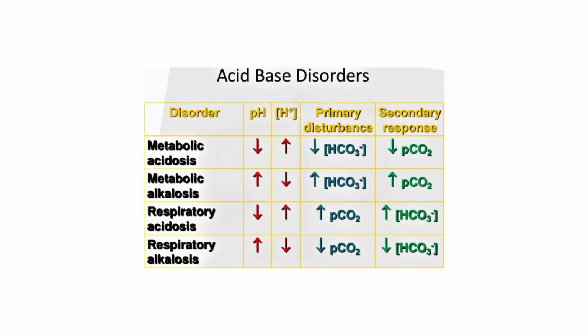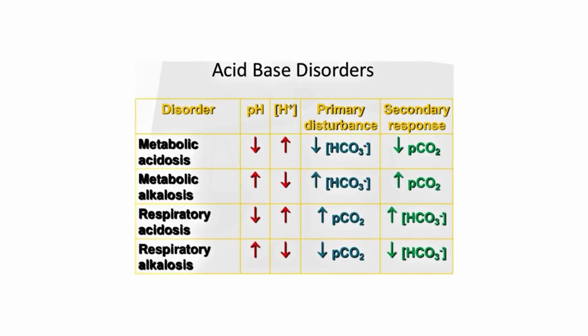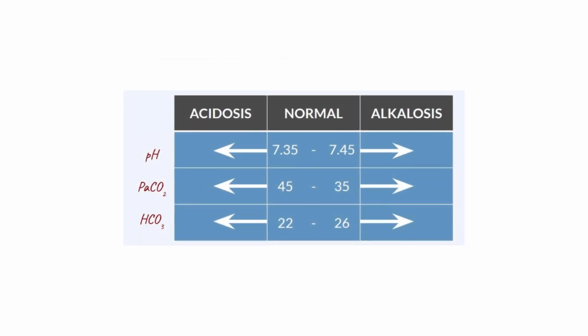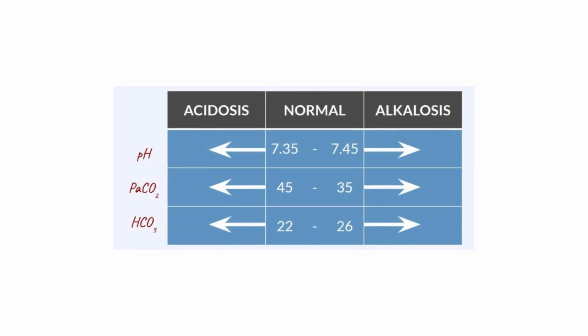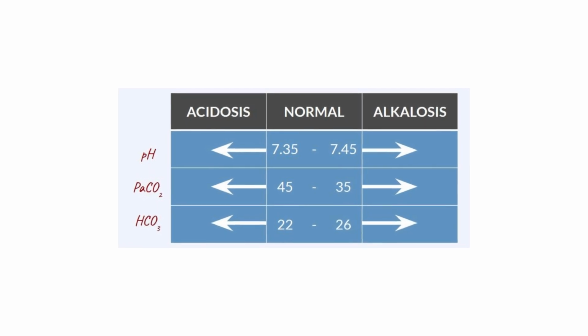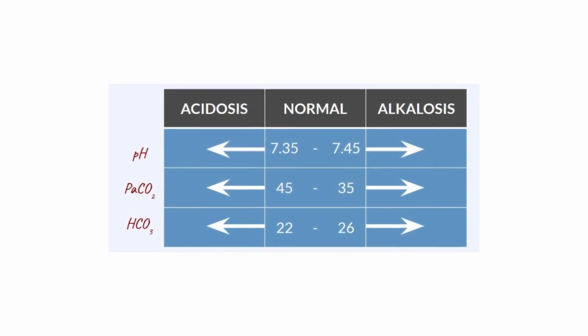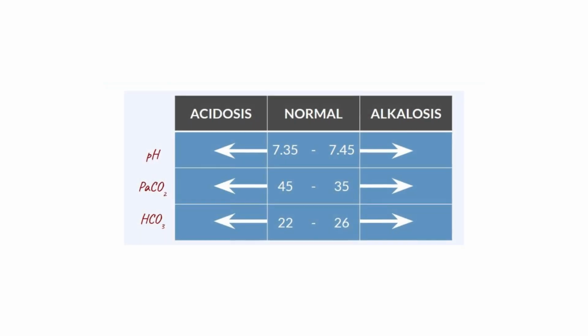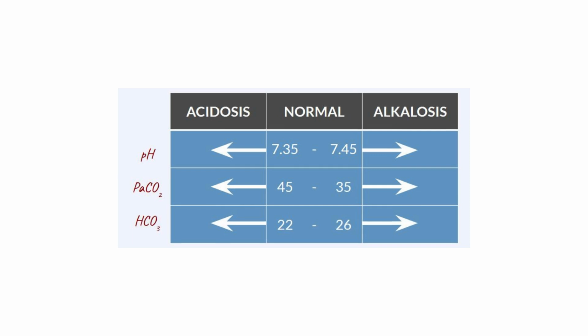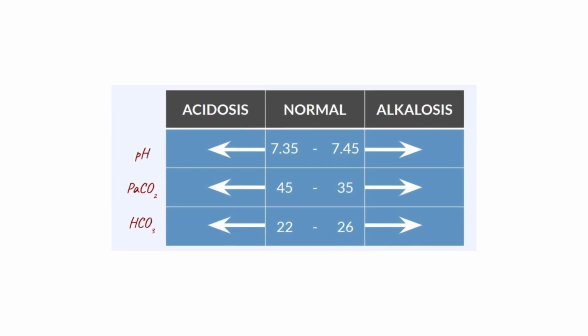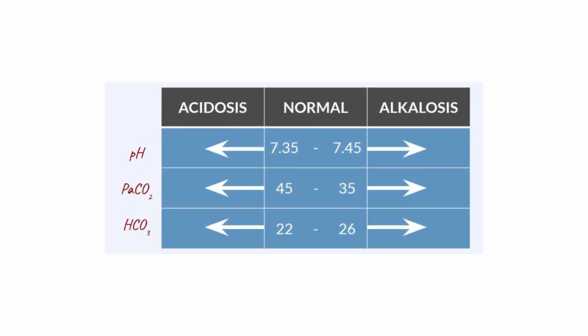In Step 3, you need to analyze the PaCO2. Normal range is 35 to 45 millimeters of mercury. If it is elevated, that is PaCO2 greater than 45 millimeters of mercury, it indicates respiratory acidosis. And if decreased, that is PaCO2 less than 35 millimeters of mercury, it indicates respiratory alkalosis.